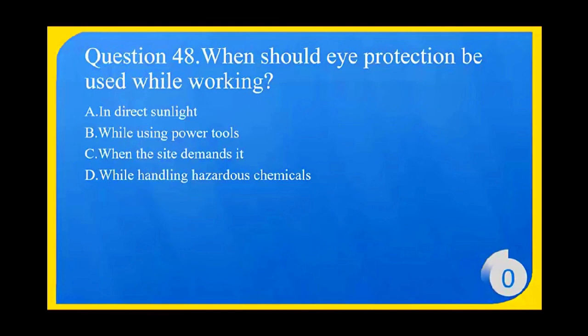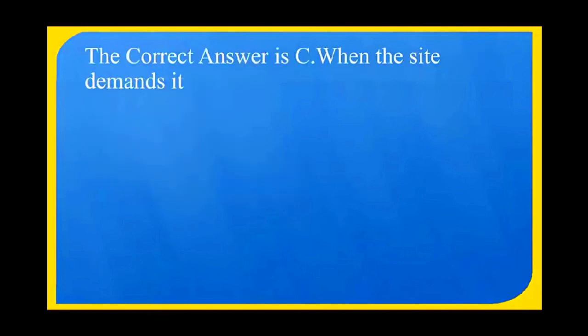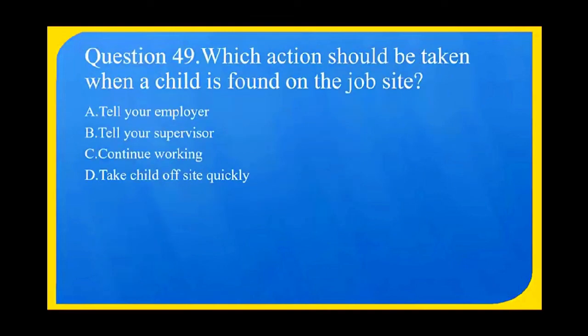The correct answer is C. When the site demands it. Question 49. Which action should be taken when a child is found on the job site? A. Tell your employer. B. Tell your supervisor. C. Continue working. D. Take child off site quickly.